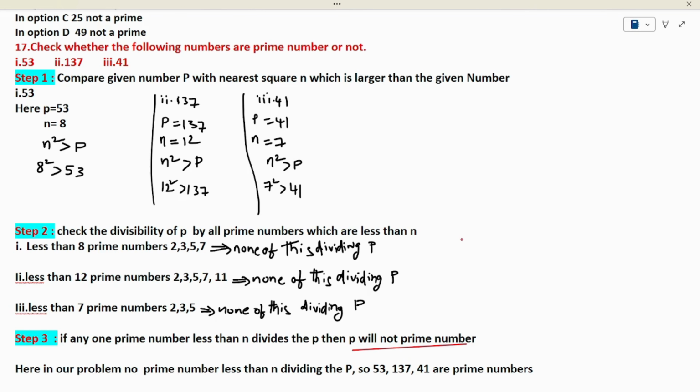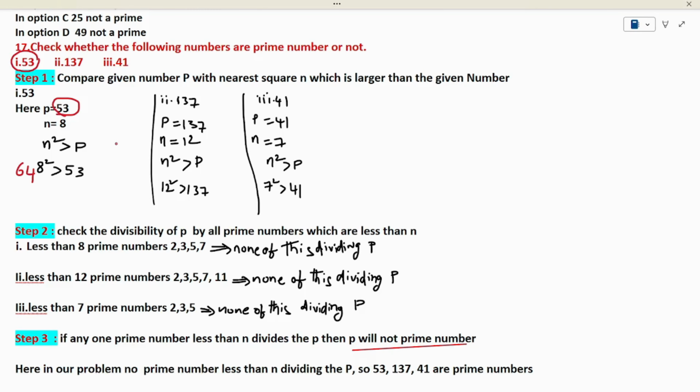Now I will explain step by step with the given examples. Here in question number 1, P is 53. What is the square number which is near to 53 as well as more than 53? That is 8 square. 8 square is nothing but 64. So 64 is more than 53, so I can take 8 square.